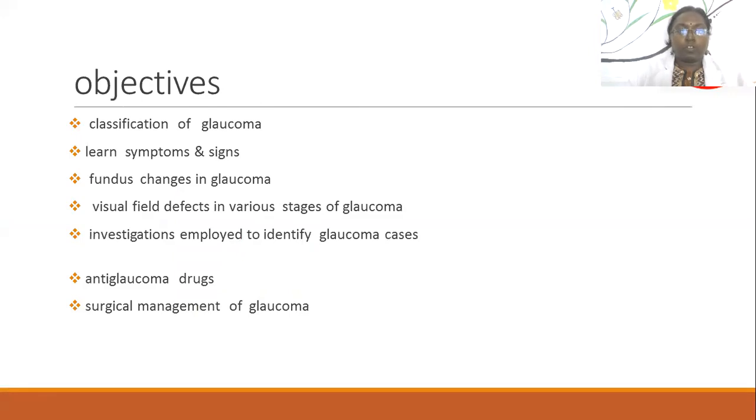So, what is glaucoma? Glaucoma is increase in intraocular pressure. The normal intraocular pressure is 10 to 20 millimeter of mercury. So, in glaucoma, there is increase in intraocular pressure of more than 21 millimeter of mercury, along with optic disc changes and visual field defects. So, that is defined as glaucoma.